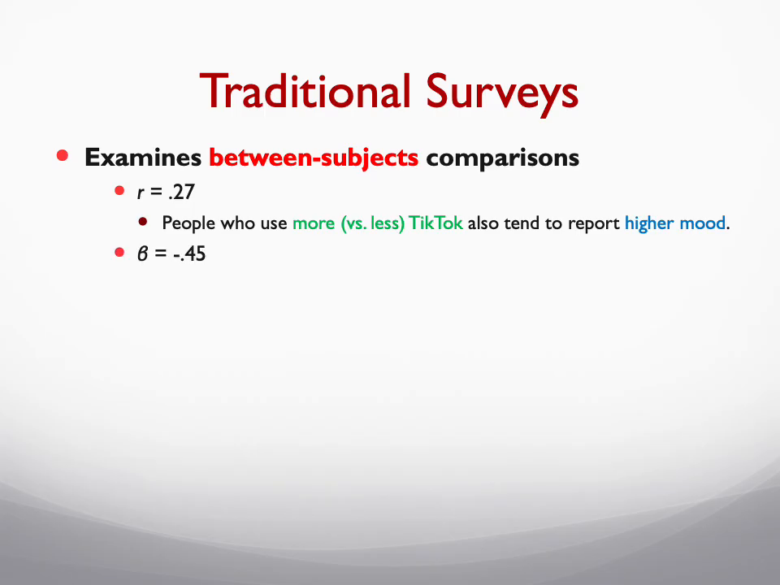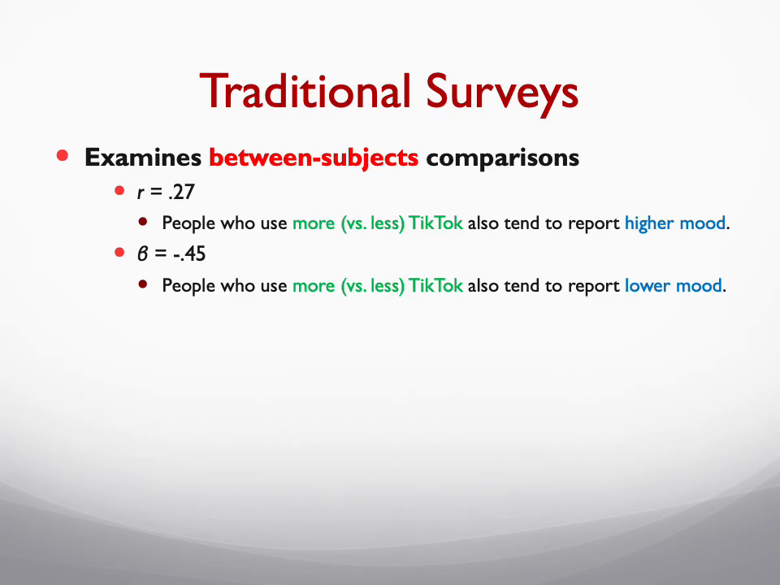Similarly, if I'd run a different study looking at this relationship between TikTok and mood, and say I had a beta coefficient equals negative 0.45, just for the sake of illustration, what this would mean in words is that people who use TikTok more often also tend to report lower mood than those who use TikTok less often. And that's because of this negative symbol here. We're now seeing these relationships move in different directions, whereas with the positive symbol, they were moving in the same direction. So when r equals positive 0.27, as TikTok use goes up, mood tends to also go up.